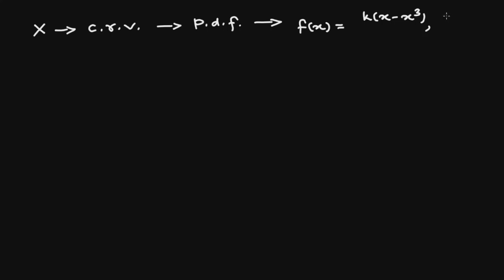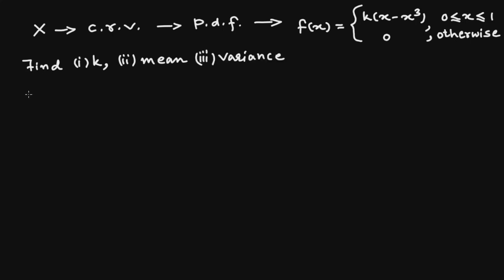In the next question, x is a continuous random variable with probability density function given by f(x) equals k times x minus x cube for domain x between 0 and 1, and f(x) is 0 otherwise. We have to find k, mean and variance. For finding k, we will write integral k times x minus x cube dx from domain 0 to 1 equals 1. After solving this integral, as usual, we will get k equals 4.